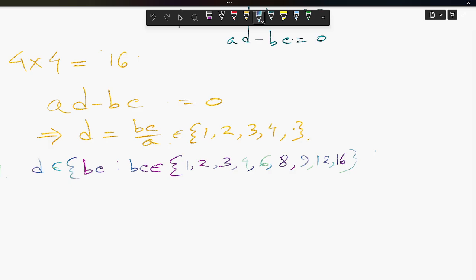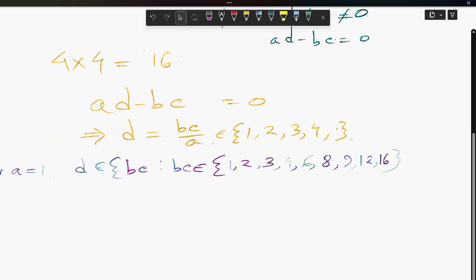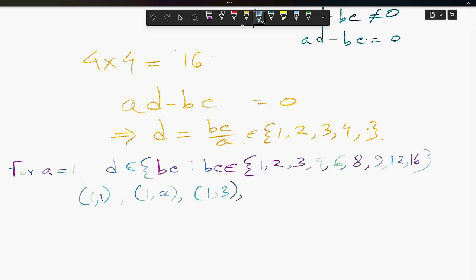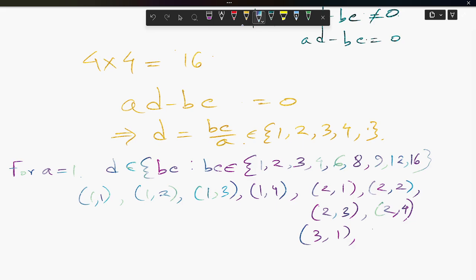Now, for valid choices for BC, that keep D belongs to 1, 2, 3, 4. So my BC will be 1 comma 1, 1 comma 2, 1 comma 3, 1 comma 4, 2 comma 1, 2 comma 2, 2 comma 3, 2 comma 4, 3 comma 1, and 4 comma 1.